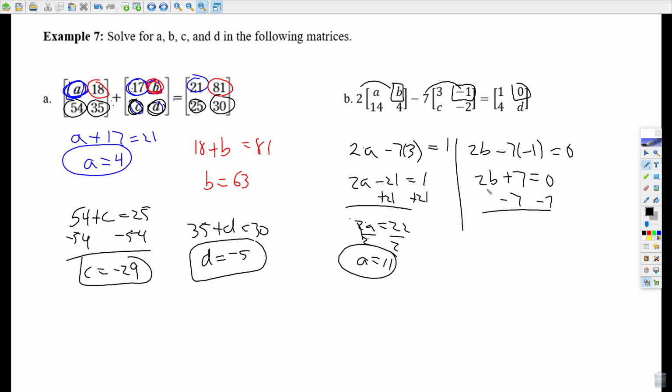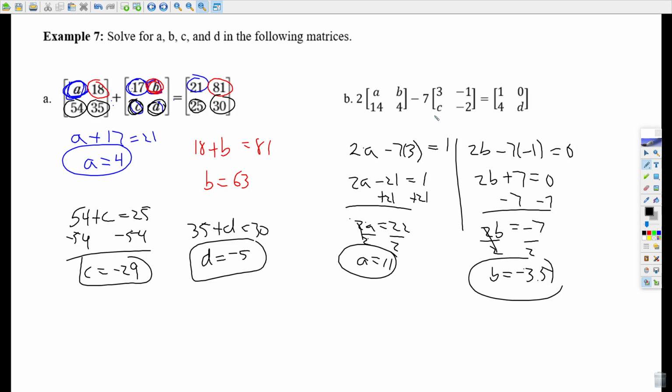Minus 7 on both sides. 0 minus 7 is negative 7. Divide by 2. So unfortunately, this is going to be a decimal. You can either leave it like this or make it negative 3.5. And that's B. That's okay. You can have decimals. All right, we'll erase this. We'll do C and D and be done.